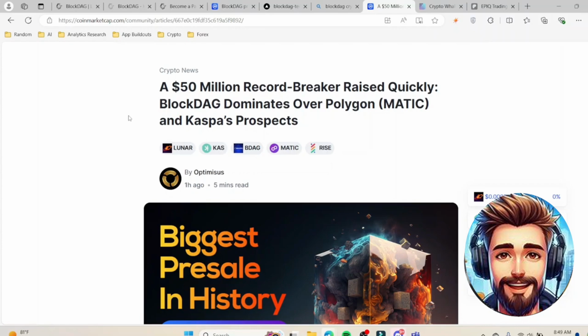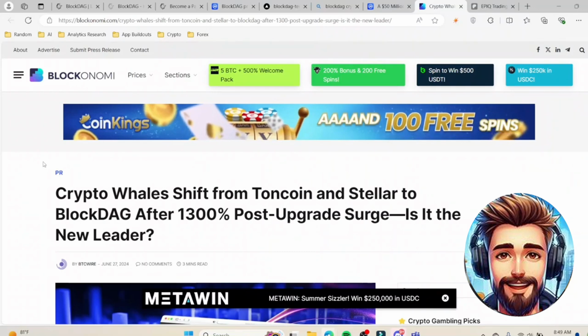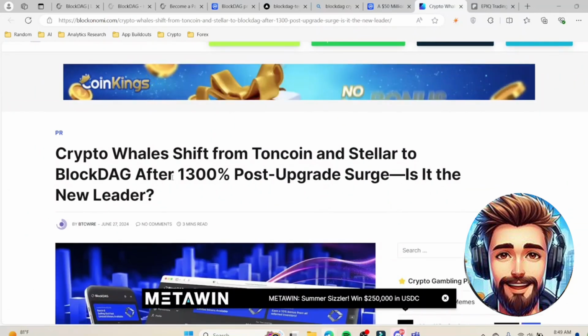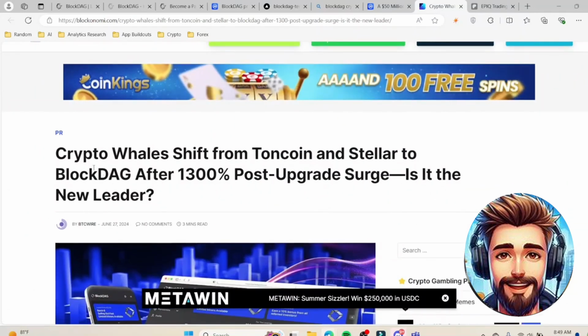So knowing that Kaspa is a direct competitor, you're going to put them there, and you're going to compare it to Polygon, which is my favorite project and one of the OGs in the space, who I think is probably going to have one of the best bull runs out of any project. So they're getting compared to a project like that. And another one, Toncoin, Stellar, that everyone is shifting their money to BLOCKDAG. Is it the new leader?